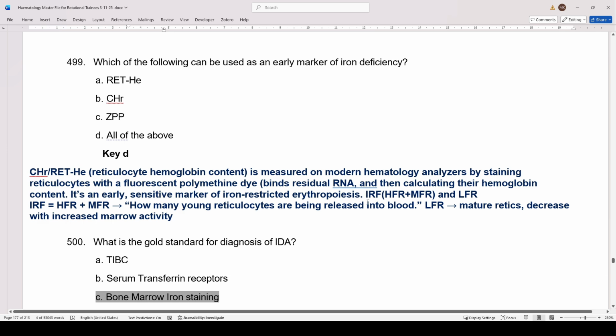But in aplastic anemia or bone marrow failure syndromes, IRF will be reduced. LFR are the mature retics. If LFR is raised, it tells us that mature reticulocytes are present, and it decreases with increased marrow activity. When marrow activity is increased, we have more immature cells, so IRF will be increased in that case. It helps hematologists a lot, because on that basis we can decide whether the marrow is good in proliferation or whether hyperproliferation is there.